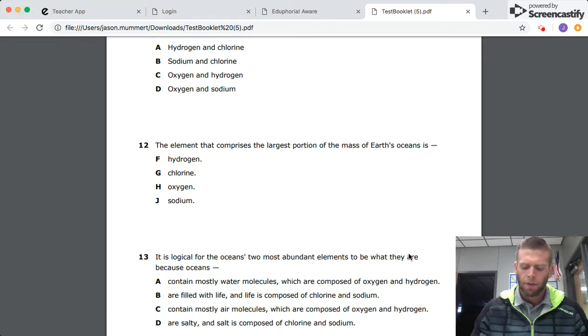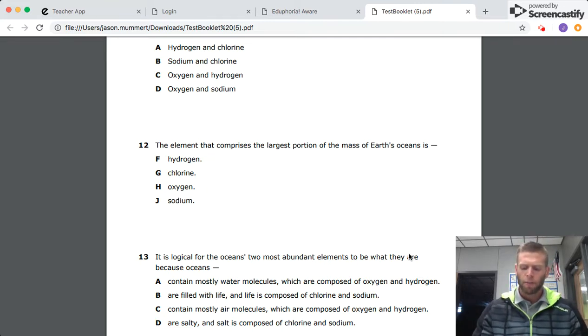The acronym CHNOPS is often used to help students remember the most abundant elements in living organisms. Using the periodic table, which elements are represented in CHNOPS? F, chromium, hydrogen, oxygen, phosphorus, and selenium. G, carbon, helium, nitrogen, oxygen, phosphorus, and sulfur. H, carbon, hydrogen, nitrogen, oxygen, phosphorus, and sulfur. Or J, calcium, hydrogen, nitrogen, oxygen, potassium, and sulfur.